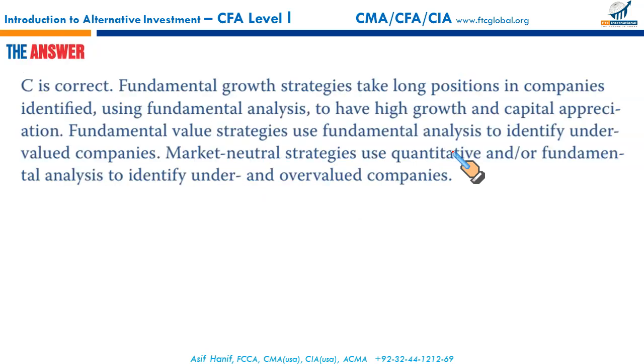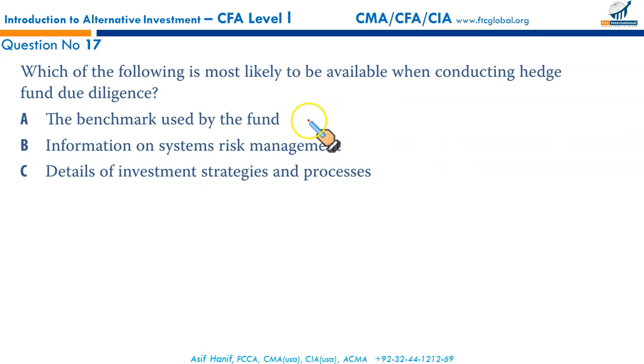Moving on. Which of the following is most likely to be available when conducting hedge fund due diligence? The benchmark used by the fund, correct. When conducting hedge fund due diligence, it should be possible to identify what yardstick, what benchmark has been used to assess the performance of the fund. So this is correct. So A is the correct option.